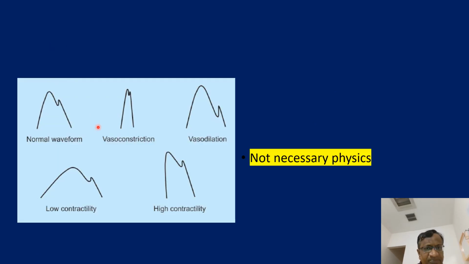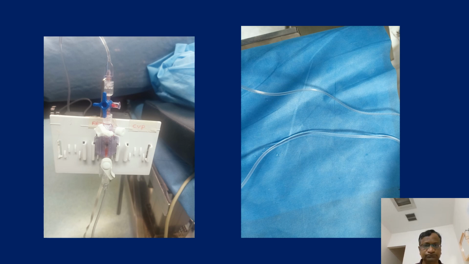Now normal waveform, vasoconstricted, vasodilated, high contractility, low contractility. See this. Watch this again and get it into your mind. Vasoconstricted, vasodilated, low contractility, high contractility. See the contractility here. See a lot of blood clots here. You see blood clots, it is gone.